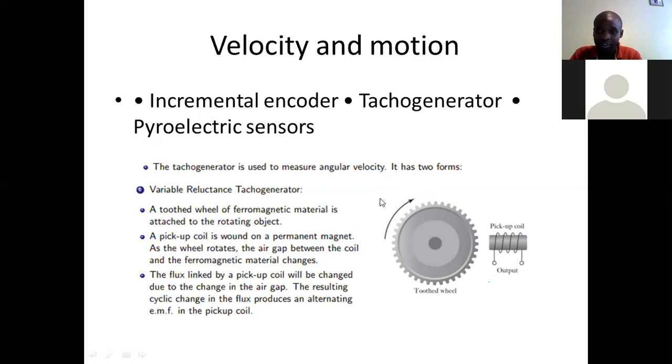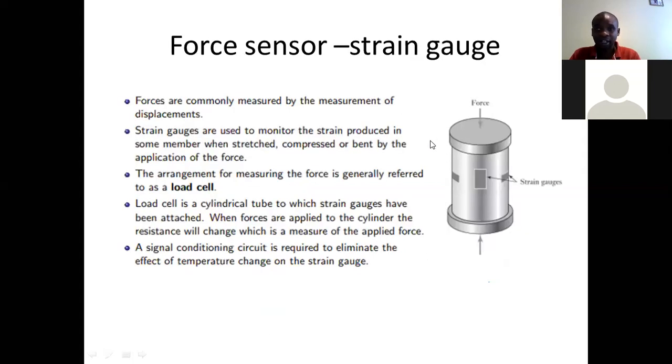So there's a change in velocity. That change in velocity changes the air gap here, and that is going to change the flux which is going to be linked in this coil, and so that flux will be able to produce an EMF at the pickup coil. So that is also an example of velocity, which is a kind of kinetic energy, but that kinetic energy is now converted into electrical energy. So this can be a sensor and a transducer at the same time.